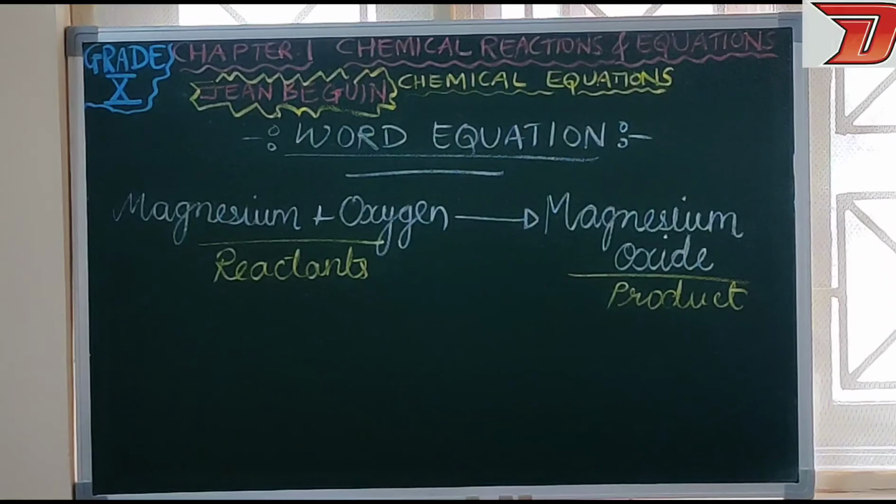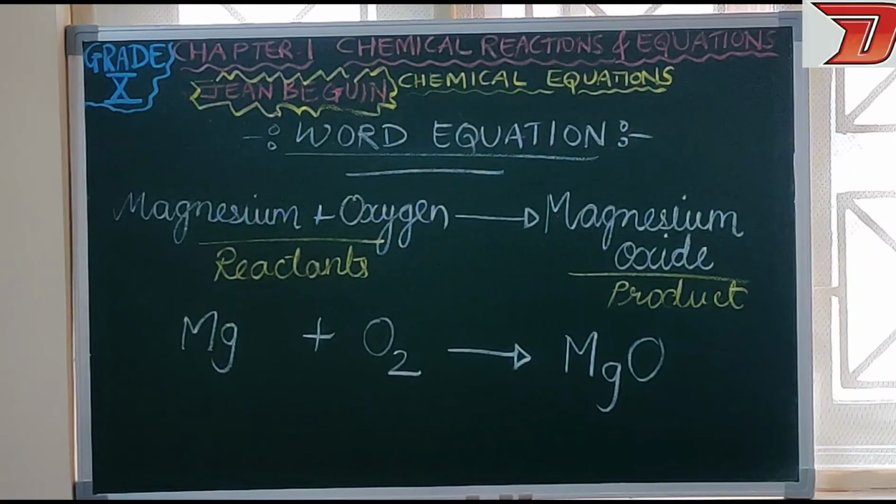Now we can write this word equation in the form of formulas, that is, the symbolic way also. But for that you should know the symbols of each element here. Right? We have already done it in 9th standard. See, just recall your previous year's knowledge. For magnesium we write Mg, oxygen we write O, but that is the atom. But here oxygen is a molecule, so we have written O2. Right? And the final product is magnesium oxide, that is MgO.